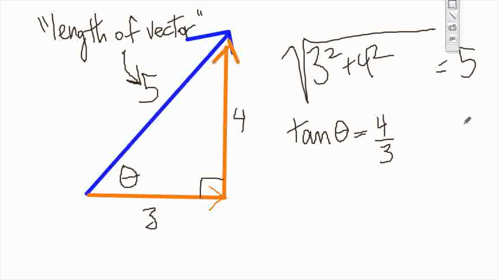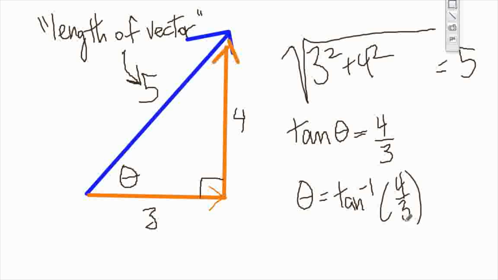Now we're not interested in the tangent. We're interested in the angle itself. In order to find the value, the number of degrees or the number of radians in the angle, you need to use a related button on your calculator. So what we would do is we would say the inverse tangent, it's sometimes called.